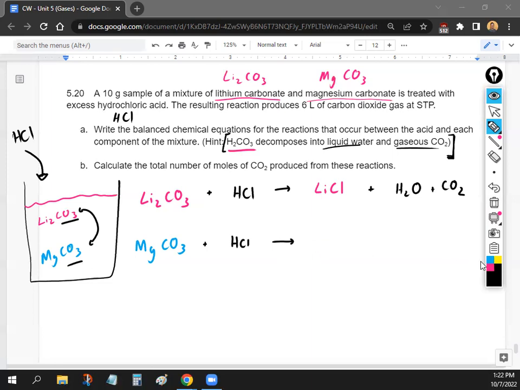Alrighty, let's go to the next one. I didn't balance it yet. You're going to get MgCl2, and then again, same thing. You can get H2CO3, but that's going to be H2O and CO2. All right, and then for the balancing, I think it's just that, and then just that. Yep, so there you go. That's part A.